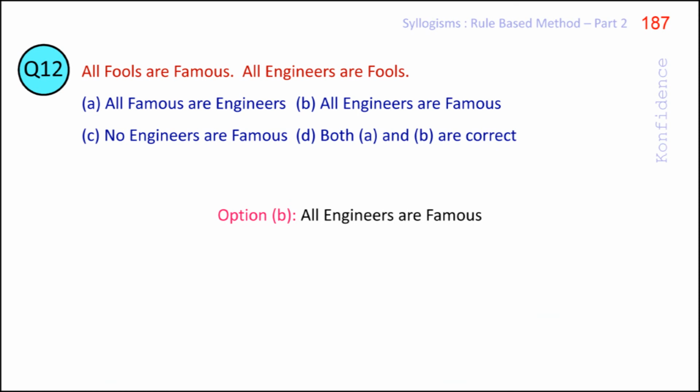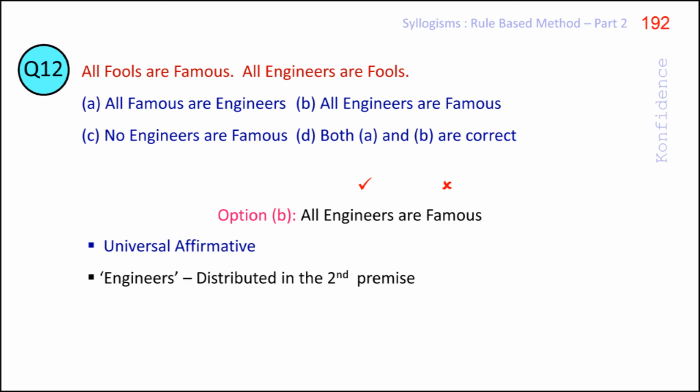Now let us look at option B. It is a universal affirmative statement. It is consistent with our requirement that the conclusion be an affirmative statement. The distribution pattern here is subject engineers distributed, predicate famous not distributed. Thus we find that the term engineers is distributed in option B, which we are considering as a possible conclusion. Look at the premises for the distribution of the term engineers. It is distributed in the second premise.